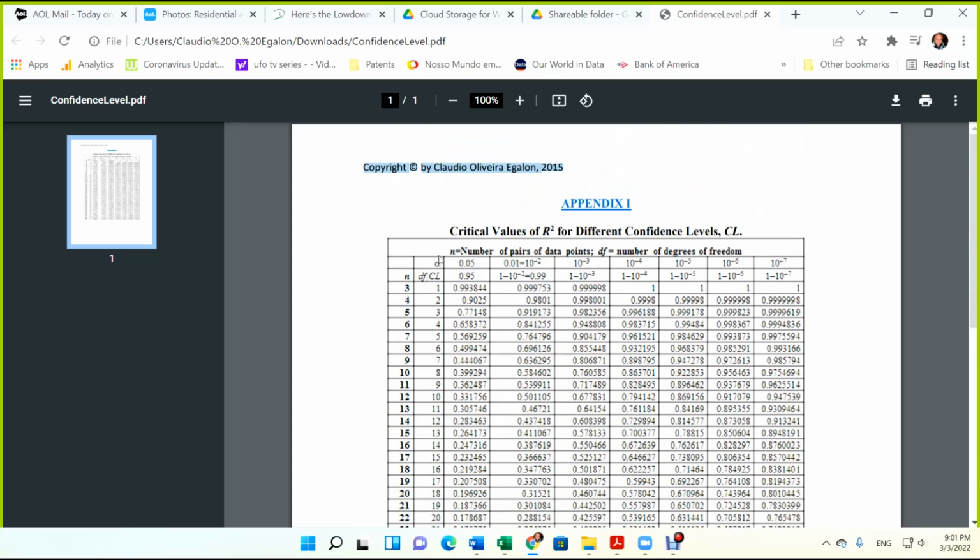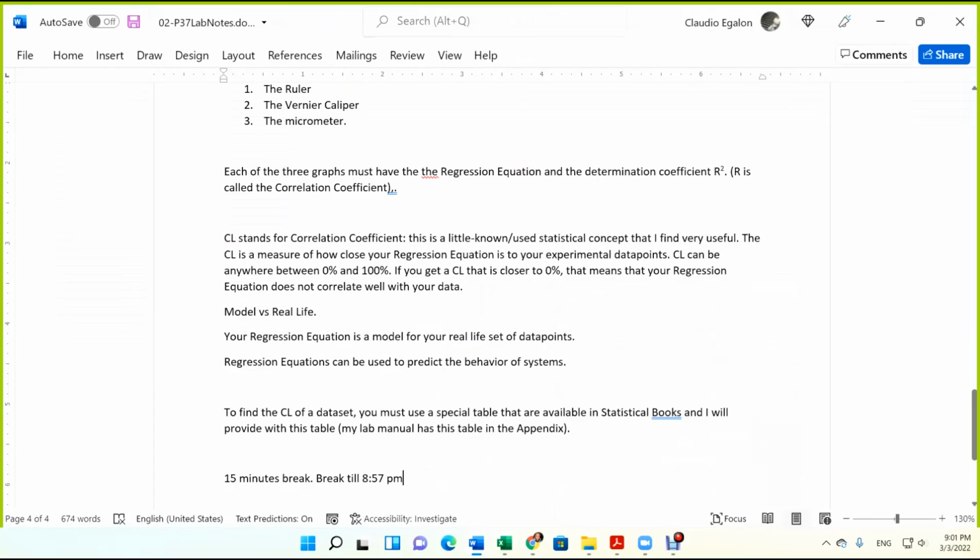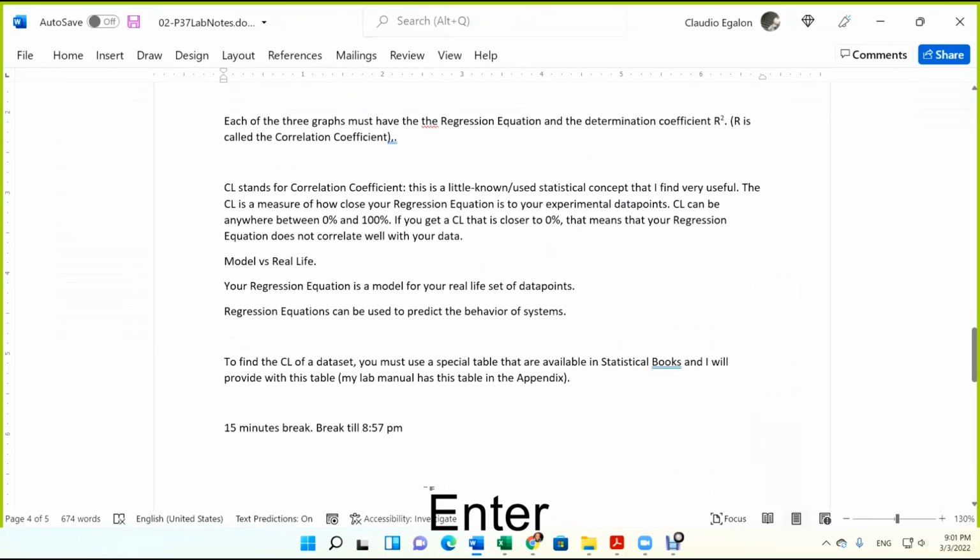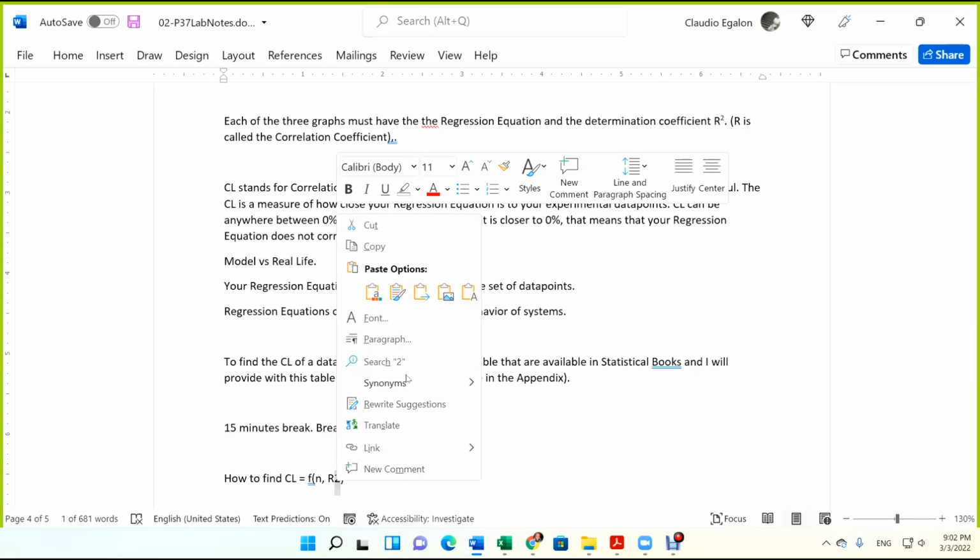Remember that I told you about the CL. Here's this row for CL. What you're going to need to find the CL, I'm going to write that down here for you folks. How to find CL. CL is a function of two parameters: the number of data points n and the determination coefficient r squared. You have both n and r squared, so you can find CL.